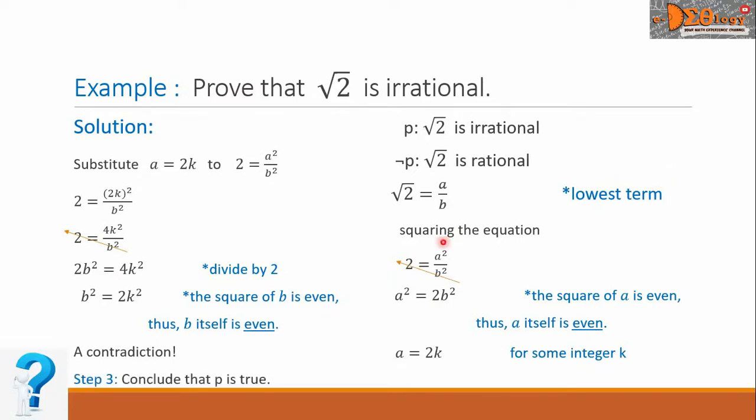We can go now to step 3. We can conclude that P is true. Our P is here. So we say that, therefore, square root of 2 is irrational. This is our final answer.